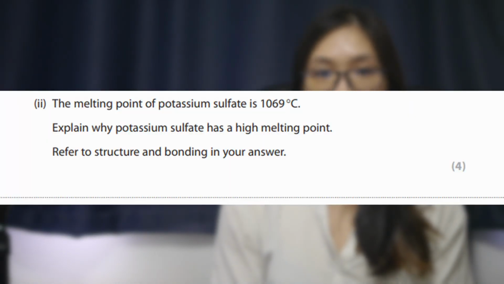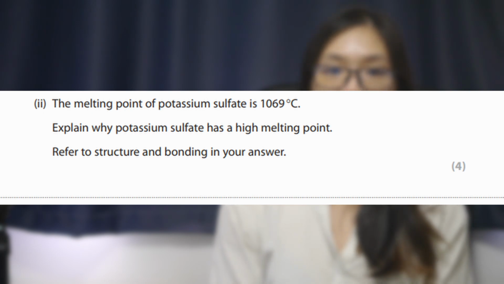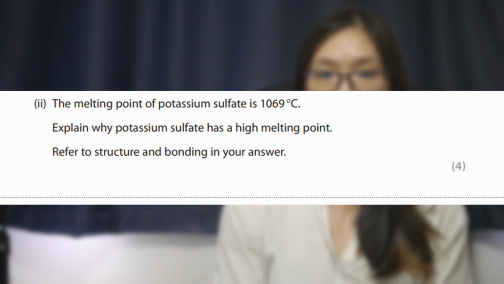Last question for this video. It's not linked to the other questions, but I figured we should go over it because it does pop up often in exams. Part 2. The melting point of potassium sulfate is 1069 degrees. Explain why potassium sulfate has a high melting point and refer to the structure and bonding in your answer, 4 marks.